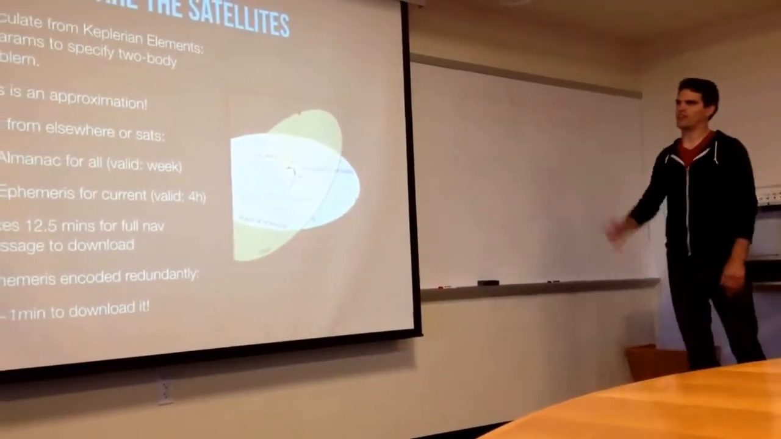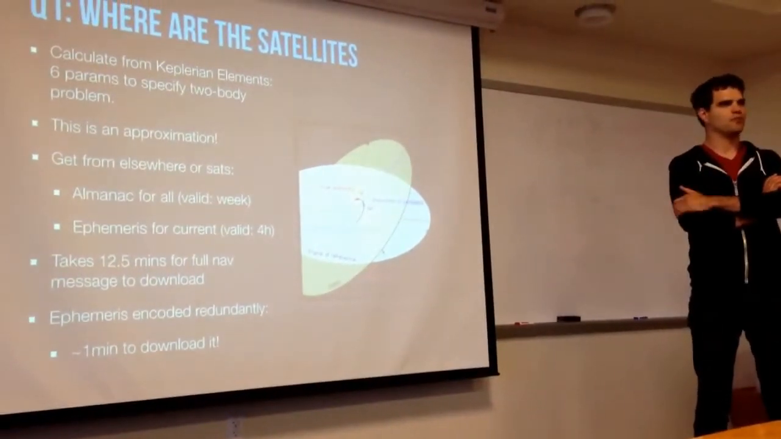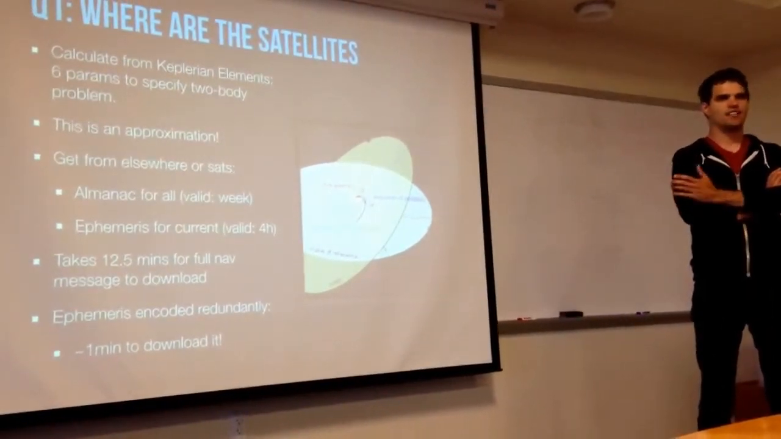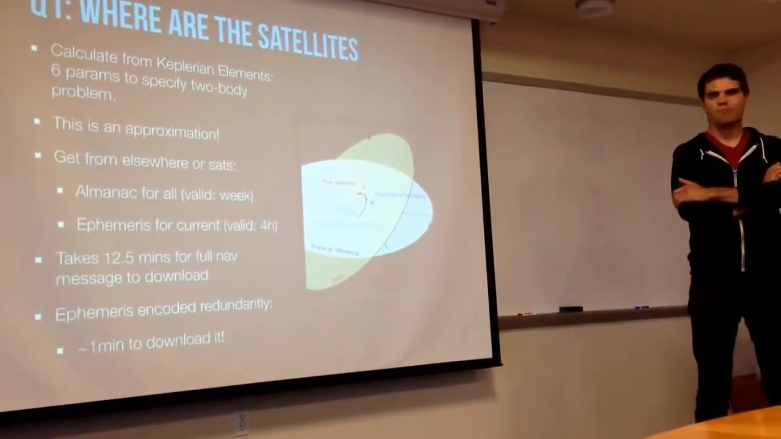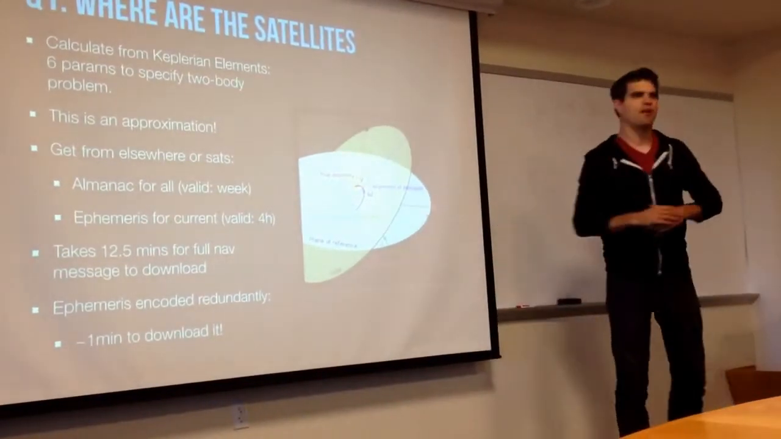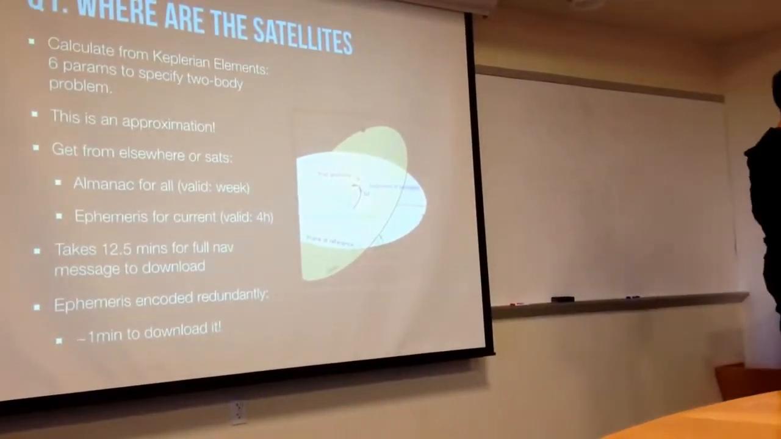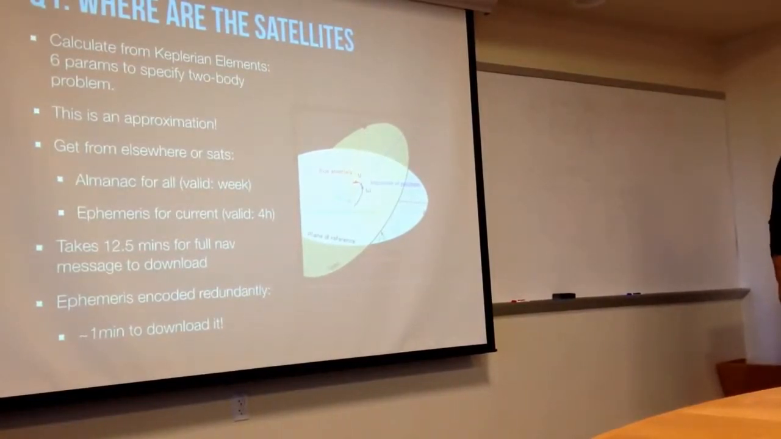So here's the first question we have to answer. Where are the satellites? Have any of you guys done orbital dynamics, like two-body problems, that kind of stuff? So this is actually relatively simple. If you give me the 6 parameters that define a satellite orbit, which just defines a two-body problem, then I can solve for where the satellite is at any point in time.